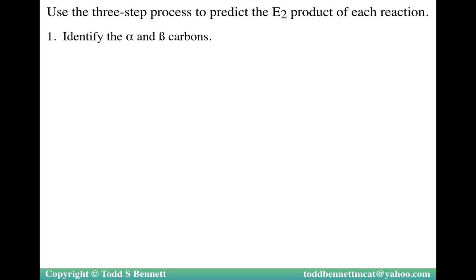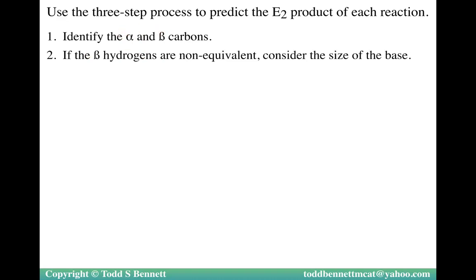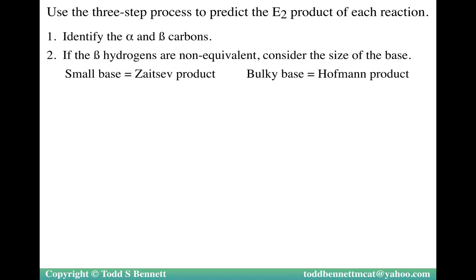So all that, identify alpha, the one with the leaving group, and then identify all the potential beta carbons. So beta carbons with, or beta hydrogens, which are hydrogens on a beta carbon. If they're non-equivalent, then you have to consider the size of the base and the leaving group. If it's a small base and a small leaving group, then you're going to get a Zaitsev product. If you have a bulky base or a bulky leaving group, it'll lead to a Hofmann product. And if both of them are bulky, it definitely will lead to almost exclusively Hofmann, as long as one of them is bulky. So I'm going to focus more on the base in this case.